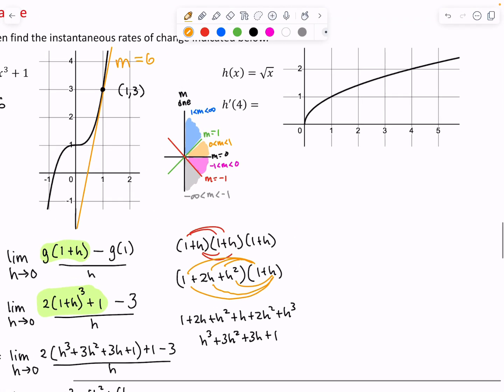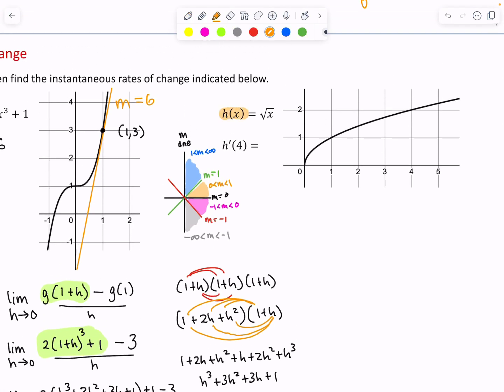Okay, let's look at this next example, h of x. H of x is our square root of x graph. We want h prime of 4, so we want the slope of the tangent line when x is 4. So the point in question is right here. This is the point 4, 2. 2 is confirmed by plugging 4 into the function, and square root of 4 is 2.